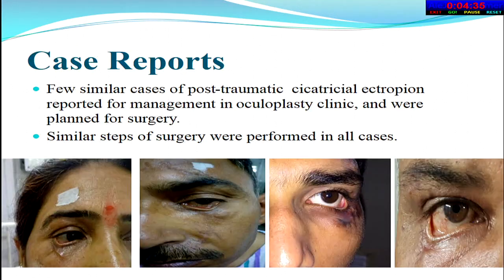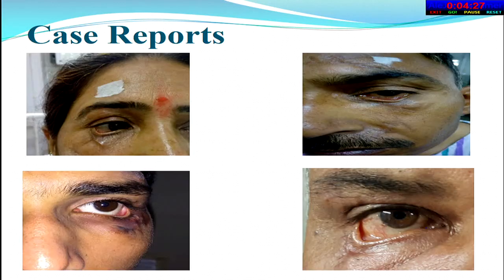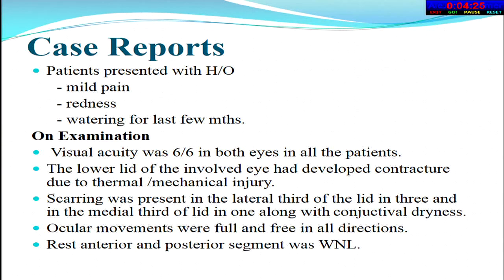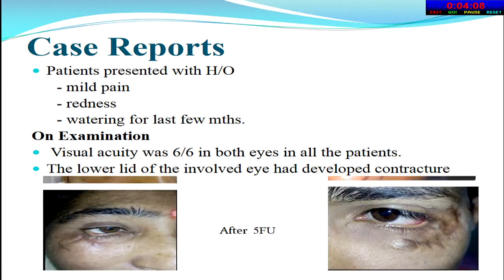So coming to the surgical management, these are a few similar cases of post-traumatic cicatricial ectropion who reported for management, and similar steps of surgery were performed. Patients reported with history of mild pain, redness, and watering. Visual acuity was normal. The lower lid of the involved eye had developed contracture due to the injury. Scarring was present in the lateral third of the lid in 3 and in the medial third of the lid in 1, along with conjunctival dryness. Ocular movements were full and the rest was also normal.